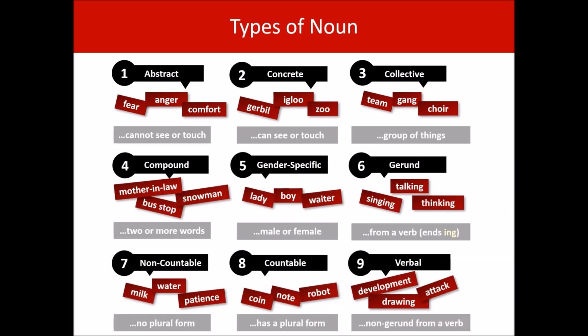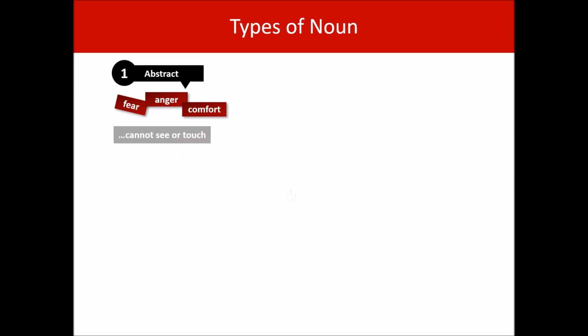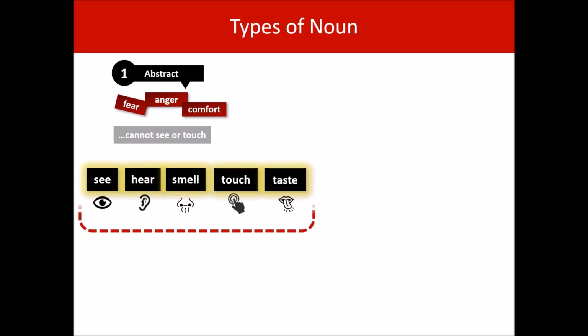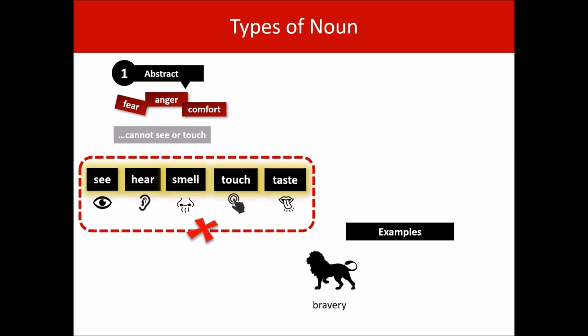Here they are. And we're obviously going to start with number 1, the abstract noun. So examples are fear, anger, comfort. And these are things you cannot see or touch or sense with any of your senses. You can't see them, you can't hear them, smell them, touch them, or taste them. If you can't sense them with one of your senses, it's an abstract noun. So examples might be bravery. You can't see bravery or hear it or smell it or touch it or taste it. Or health. Freedom.